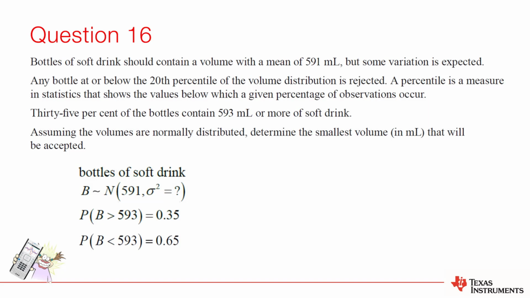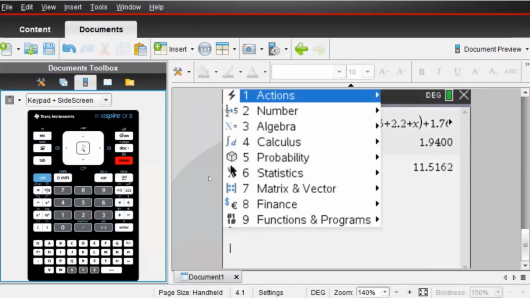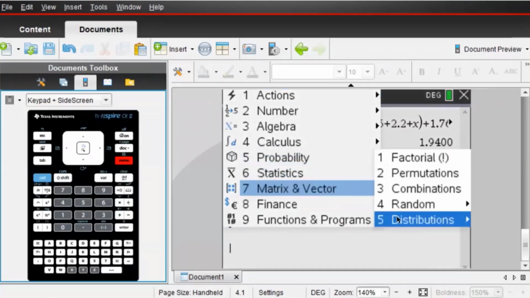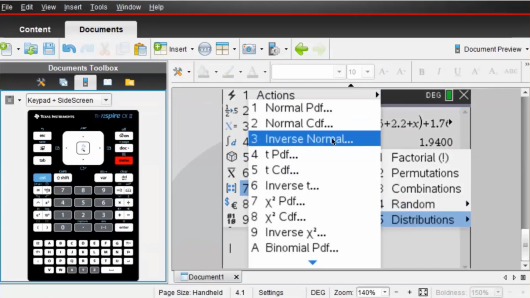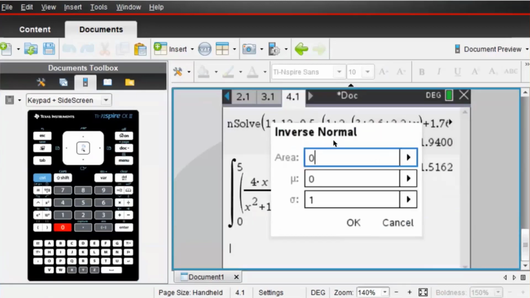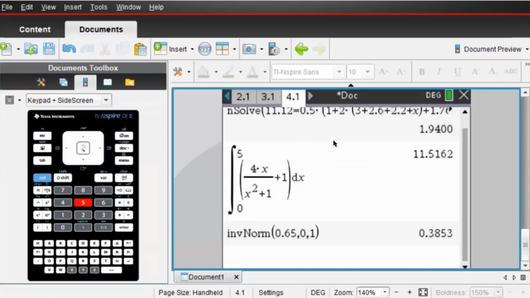Okay, so what do we want to do? Well, we want to get the z-score corresponding to an area of 0.65. So let's go to a calculator and go menu, probability, distributions. This time I want inverse normal. What's my area? My area is 0.65. And my mean and standard deviation for the standard normal curve are 0 and 1. So that gives me my z-score, which is 0.3853.